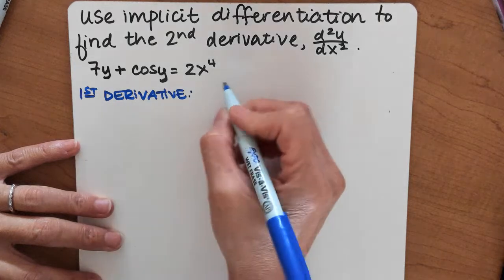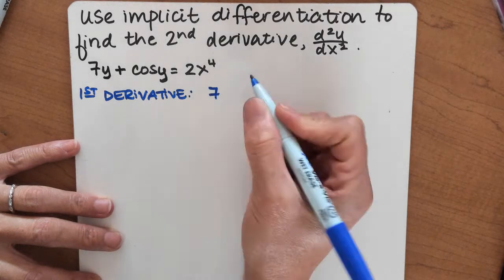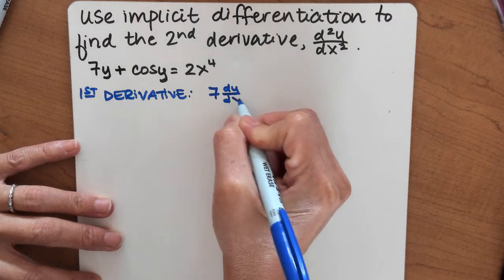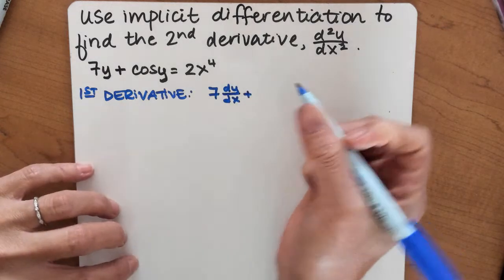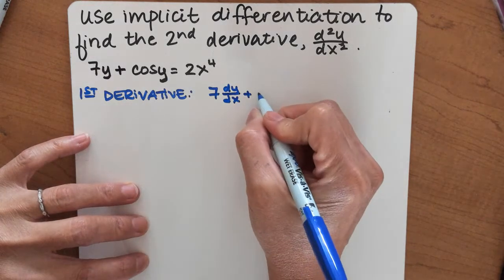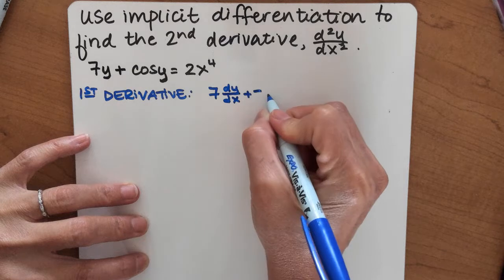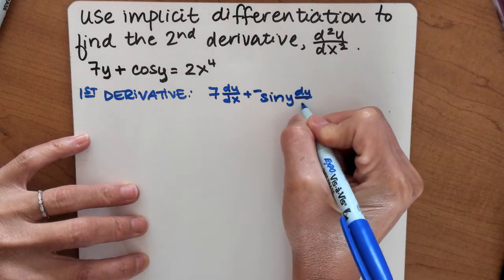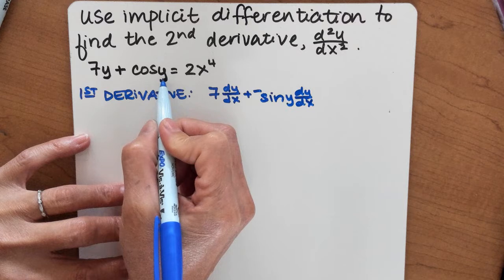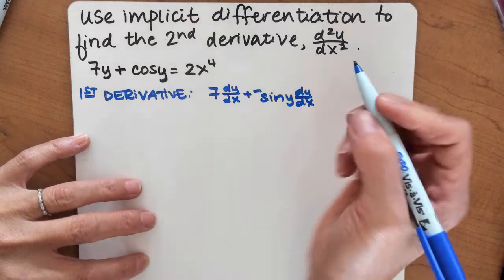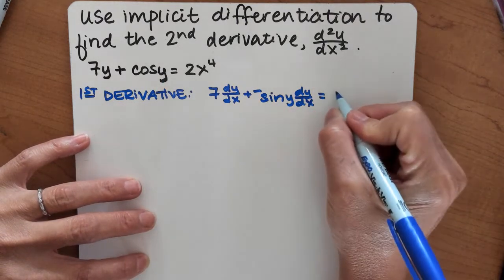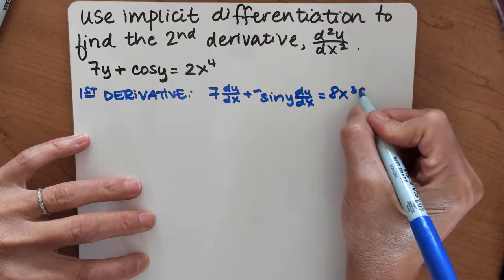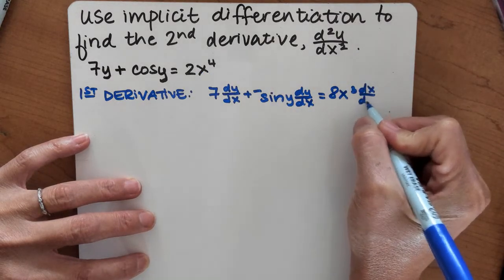Okay, the derivative of 7y is 7 dy/dx. And then the derivative of cosine y is negative sine y, and I need another dy/dx also because I also need the derivative of y. That's going to equal 8x cubed, and the derivative of x is dx/dx.